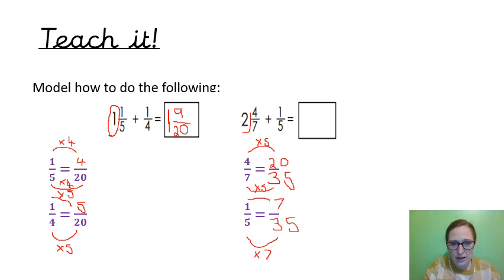Again, I don't want to forget that I do still have this one here. I still have a whole one to add on as well. So I've got 2 whole ones and 27 35ths. The key here is to remember to add on the whole number as well.